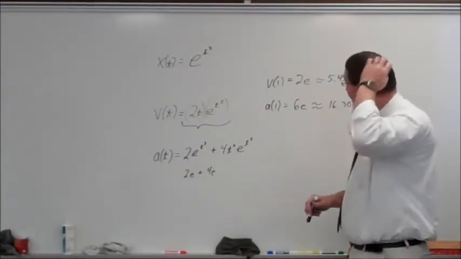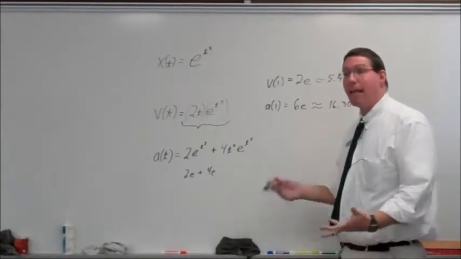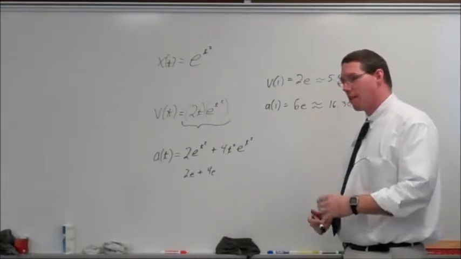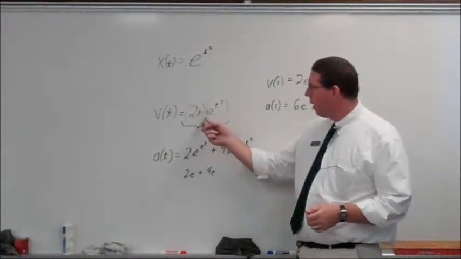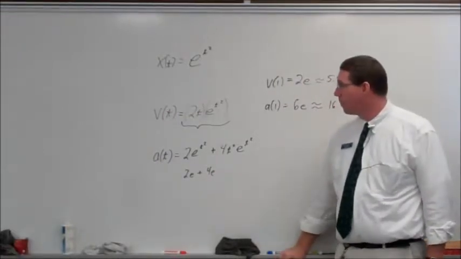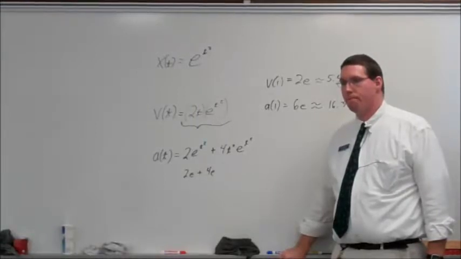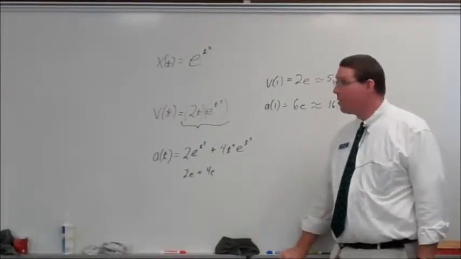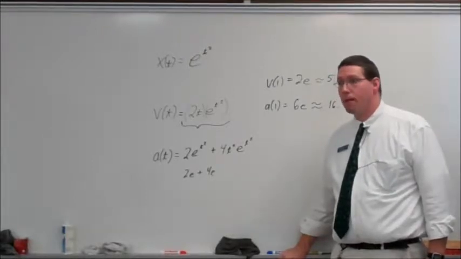Yeah. So anyway, if this was negative 2e, then it would be moving to the left, because it would be negative. Now, it's interesting you ask about positive and negative, because can anybody tell me when velocity will take on a negative value? When t is a negative number. There you go. Well, yeah, look at it.